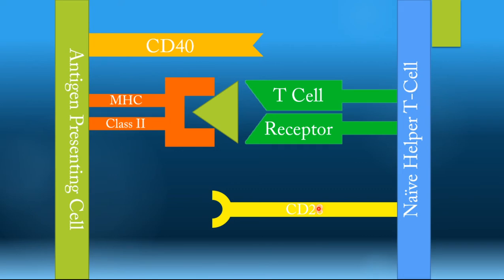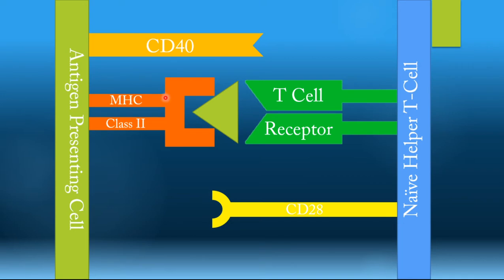Now let's talk about the main bulk of this video, which is the co-stimulation of naive T cells. So here we have a naive helper T cell. And here we have an antigen-presenting cell with its MHC class 2 loading an antigen. And this is the T cell receptor. The naive helper T cell usually is expressing the CD28, and the antigen-presenting cell is usually expressing the CD40. And we will discuss them a bit in this exact same slide.